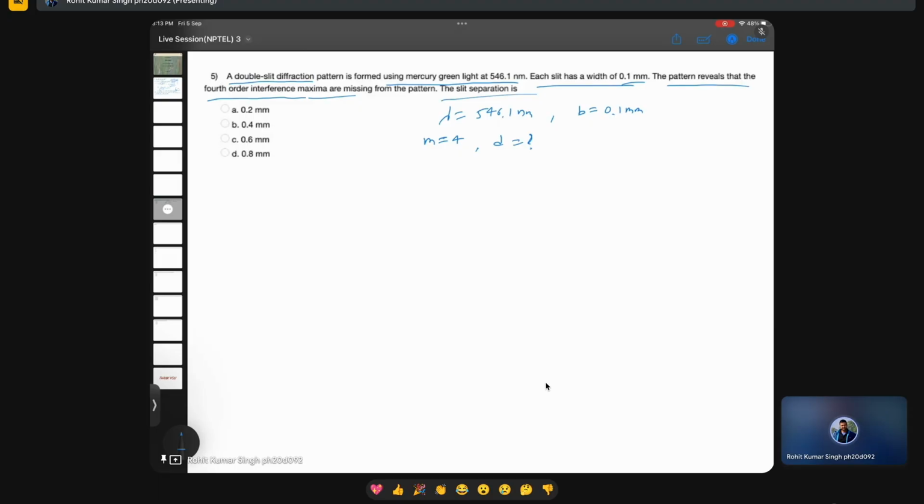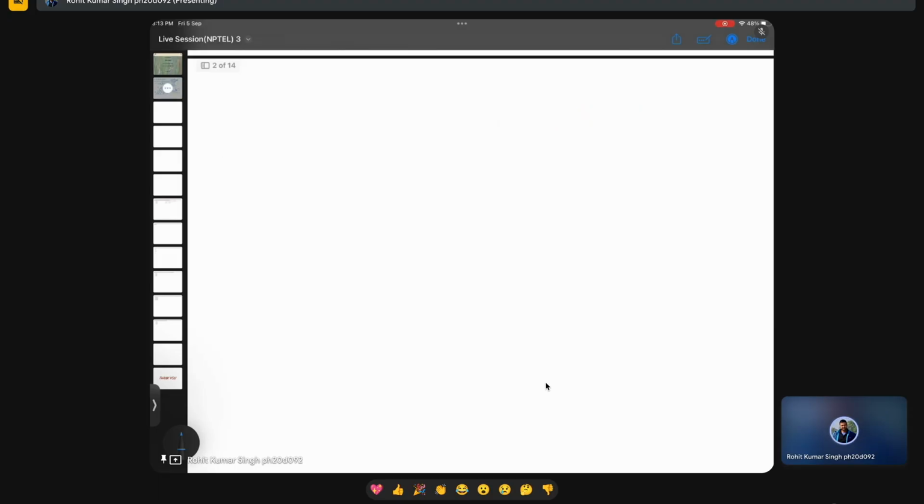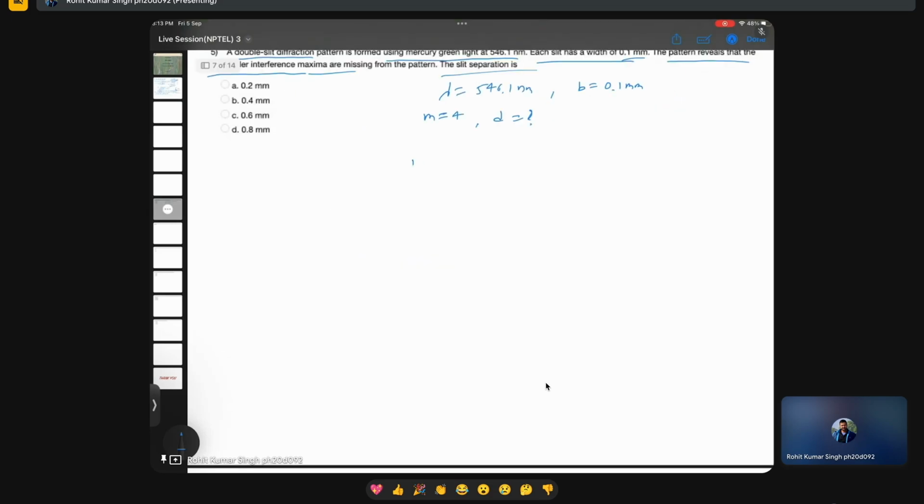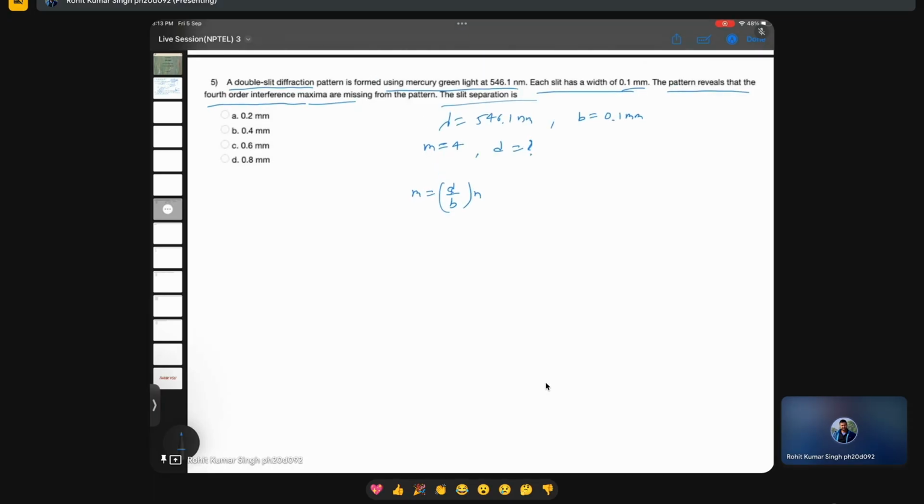Now to solve this, just simply write this equation. Okay, so m equal to d by b times n. Fine. Now m is given, which is 4. D we have to find out. B is given, which is 0.1, and n we have to calculate.